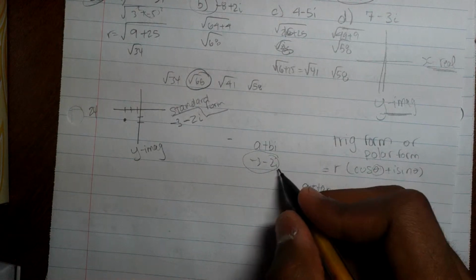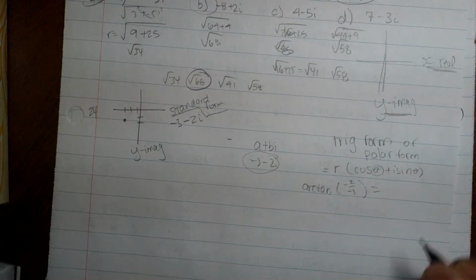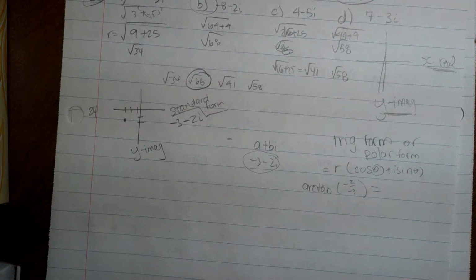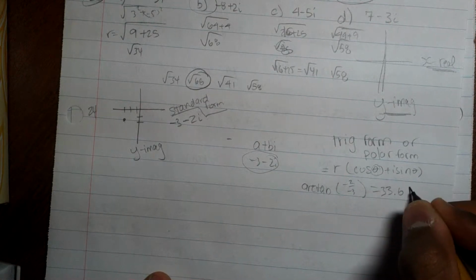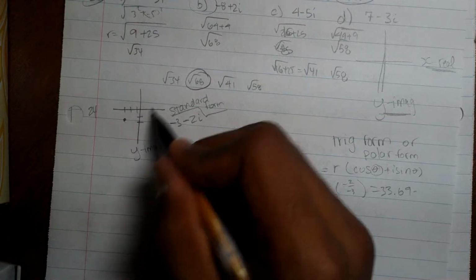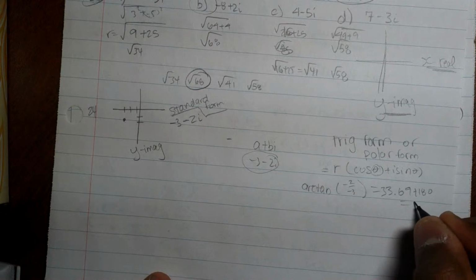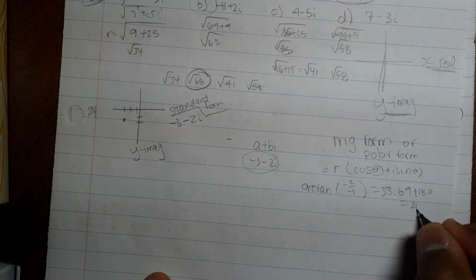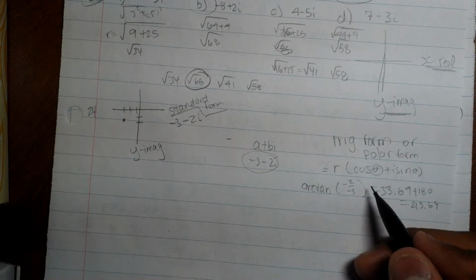This is just like vectors, arctangent of -2 over -3, which is 33.69, sorry. And third quadrant, -3, -2 is third quadrant, add 180, and you get 213.69, and that would get you your angle.